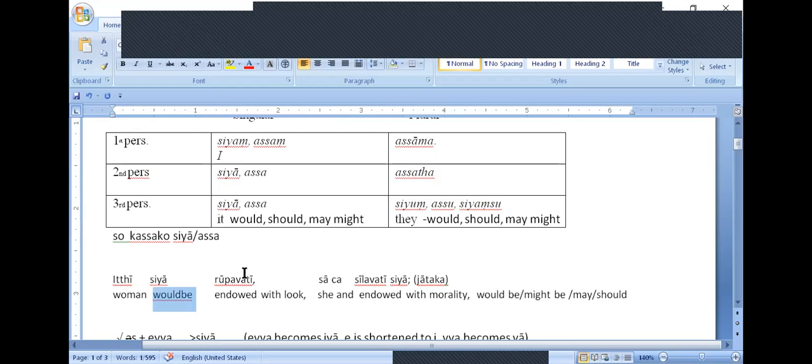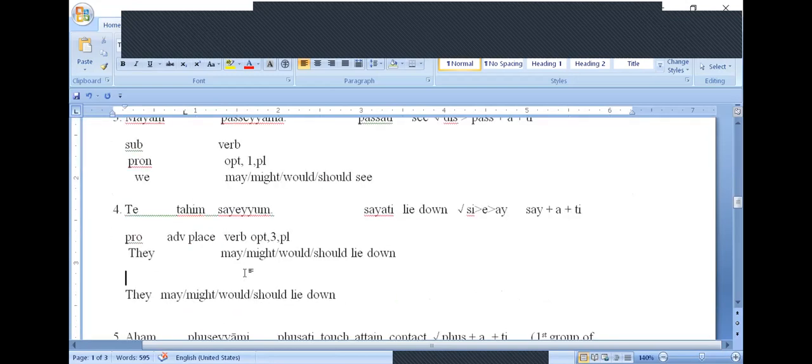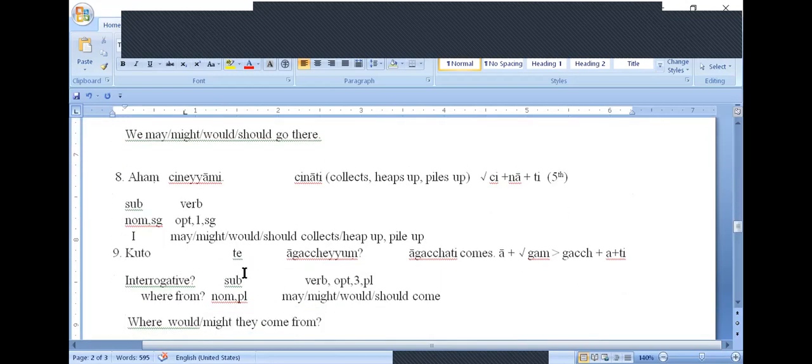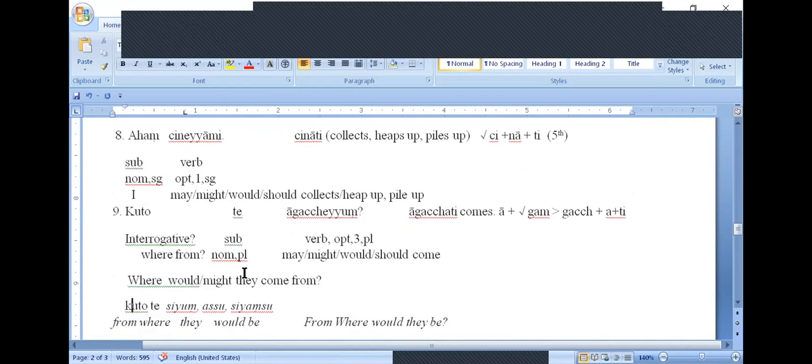Can I go back to the question just now, number 9? You shouldn't use the word kuto; you should change it to kuhim or kutra. But if she wants to use kuto, then from where? You change the verb to siya already. So let's say we don't want to use kuto, we change it to kuhim. Where would they be? Where would they be? We can change one word. Kutim te siyum, then it will be easier. Where would they be? Instead of kuto, where would they come from?